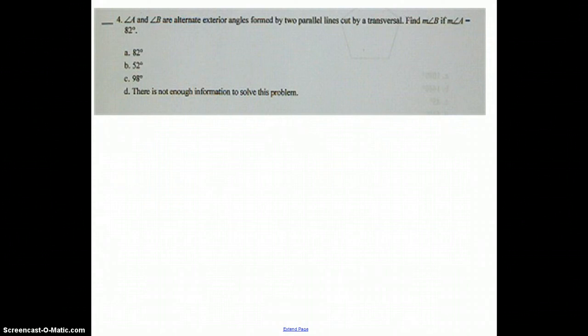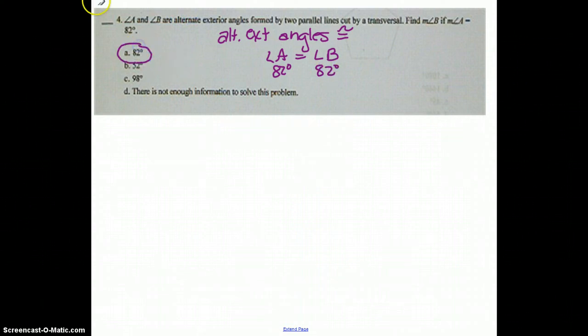Now in this one it says angle A and B are alternate exterior angles formed by two parallel lines. Find angle B if angle A equals 82. First of all, on this problem we have to go back to our definitions in the very first set and look at what alternate exterior angles are. If you look in that very first section, alternate interior angles are congruent. So whatever A is, B is going to have to be the same thing. That means that if you know A is 82, B also has to be 82 degrees. So your answer right here would be A.